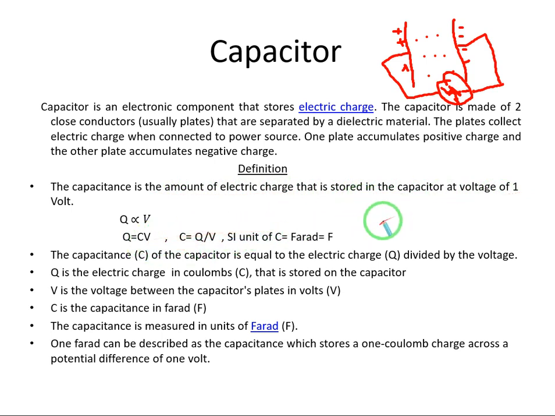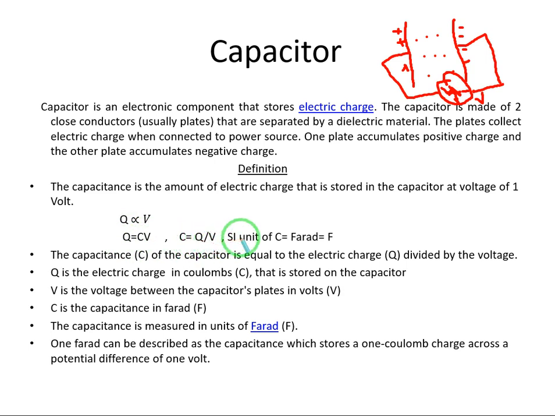What does it mean? When the source is connected, this is your source V. When voltage is going to increase, it means charge is going to be increased on the plates. So it means that charge is directly proportional to the voltage. So Q is directly proportional to voltage. When the proportionality is removed, we can make a constant. So constant is C here. So Q is equal to CV, and this is called capacitance of a capacitor. This is constant for a capacitor. So C is equal to Q by V.